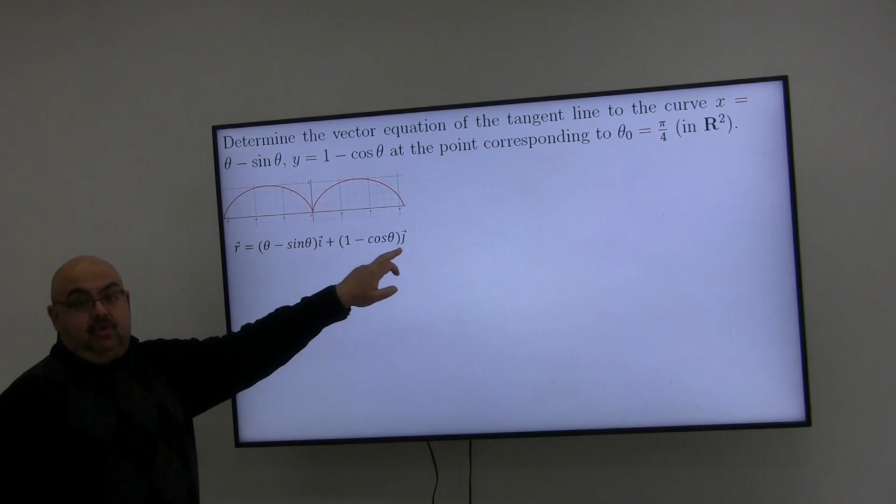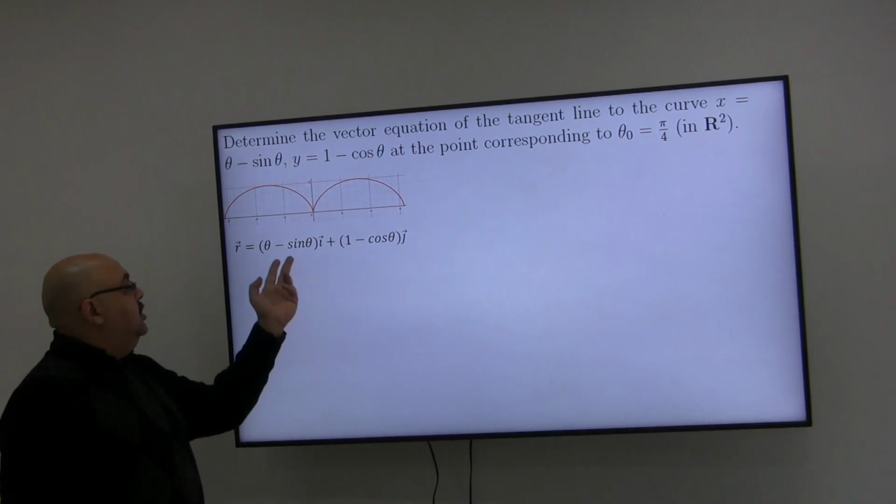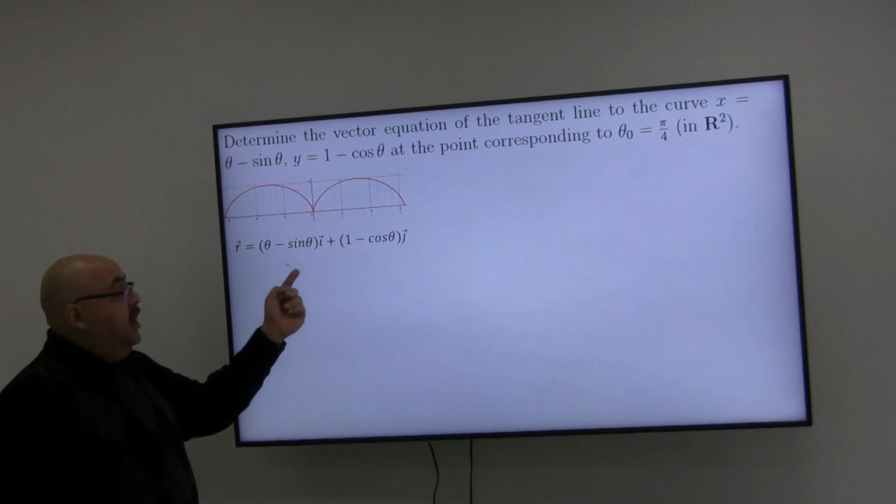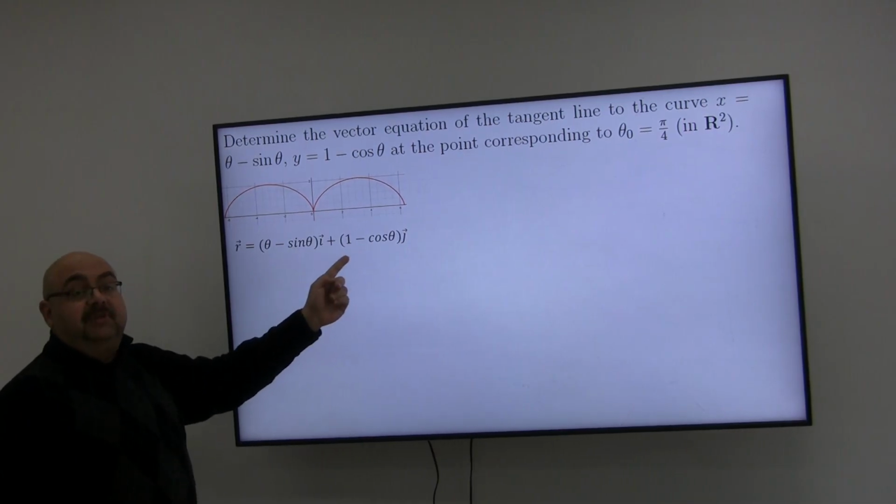I will get r dash, which is the vector. Right? So start differentiating, which is going to be 1 minus cosine theta. And for this one, it's going to be positive sine theta.